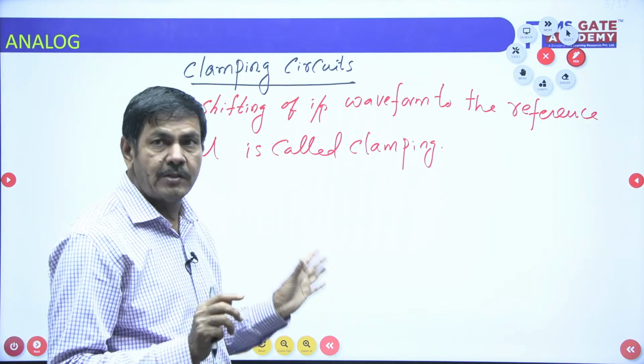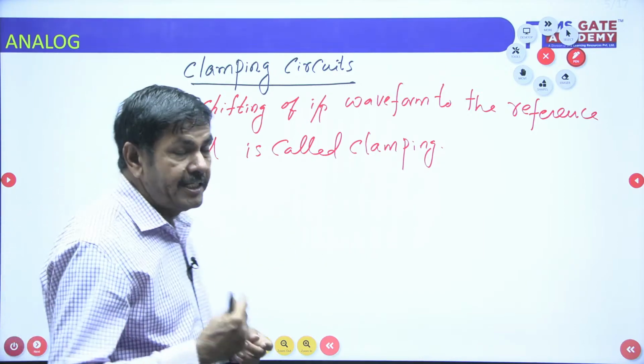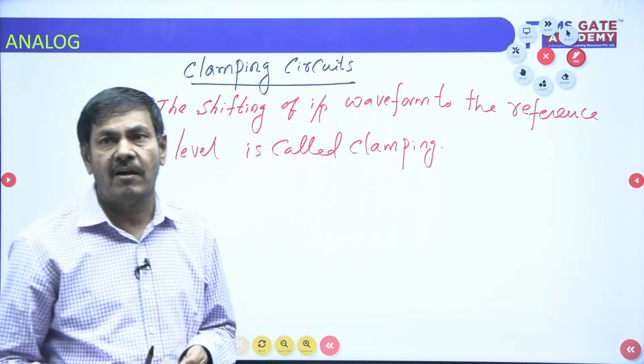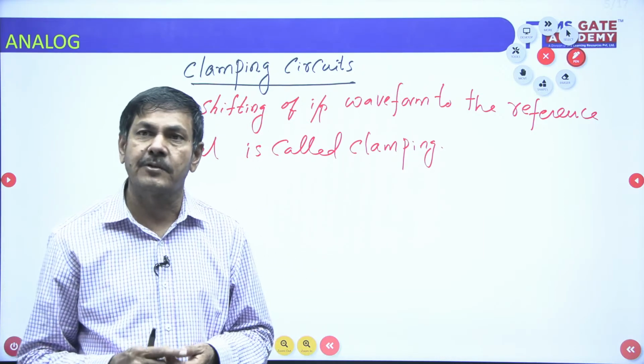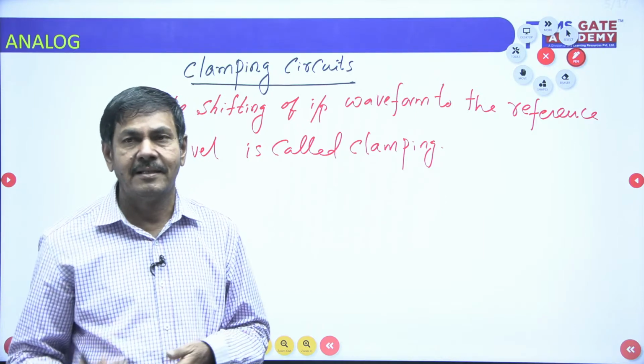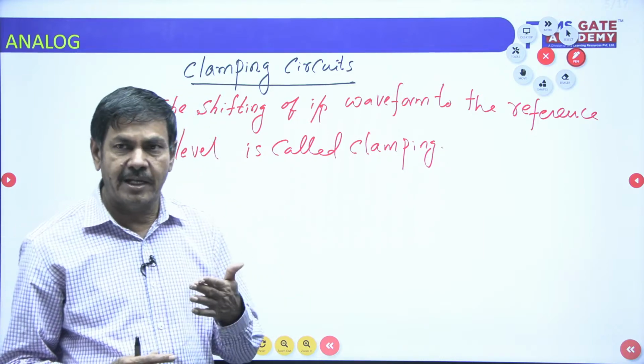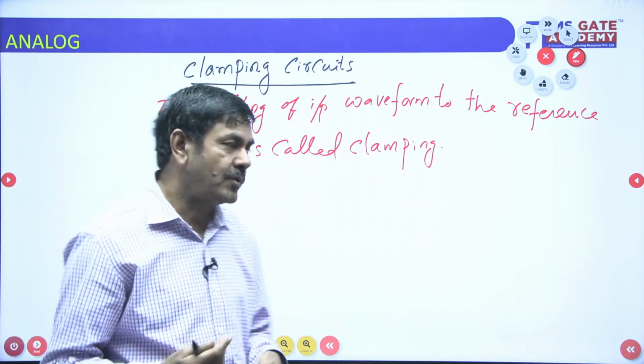But here, without resistor only, we are going to do only now. But anyhow, how many types of clamping circuits are there? There are two types of clamping circuits. One is said to be positive clamping, second one is said to be negative clamping. First, we can start negative clamping, then after I will go to positive clamping.